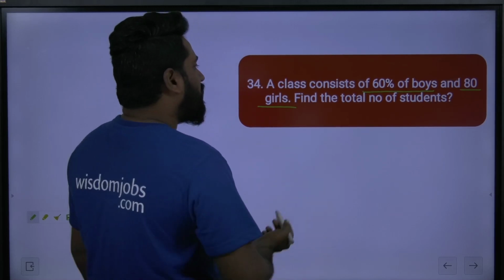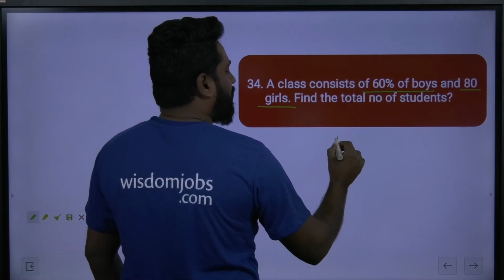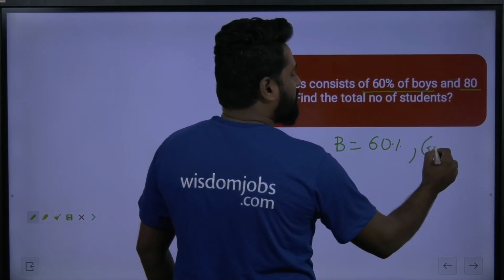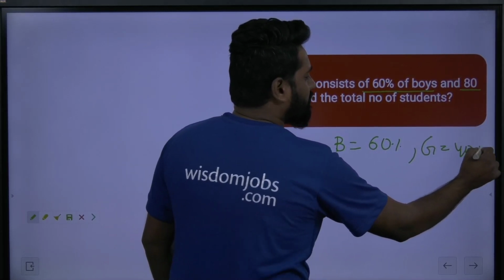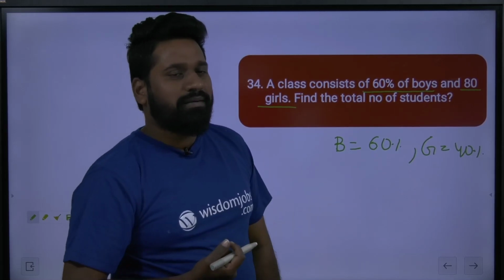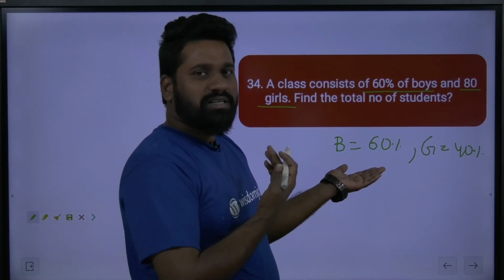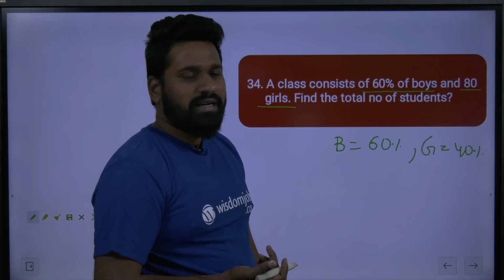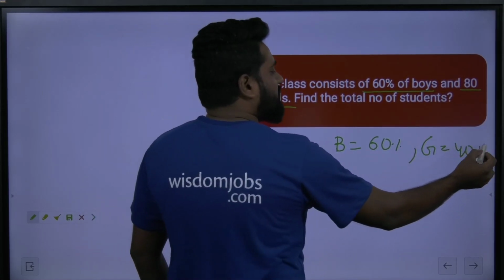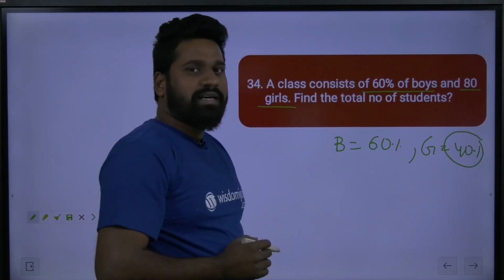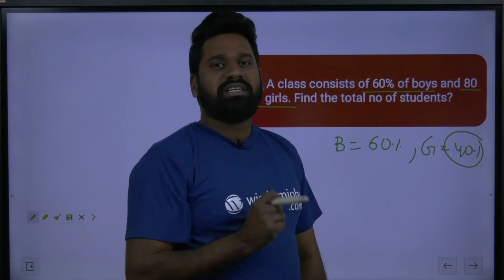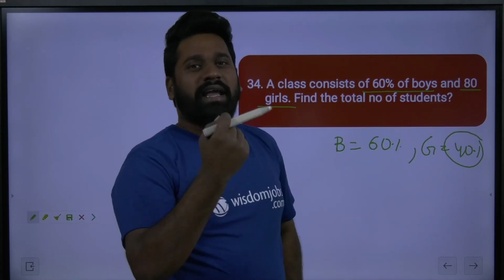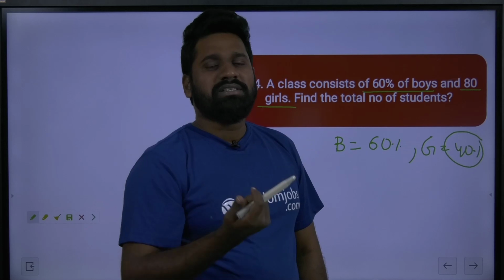Clear now? If you observe here, the boys' percentage is given as 60%, then automatically the girls' percentage becomes 40%. Because out of a total of 100%, 60% are boys means 40% becomes girls. Right? So this is in terms of percentage. The girls' number in terms of percentage is 40%. In terms of number, it is 80 girls. So those two represent the same thing, right?